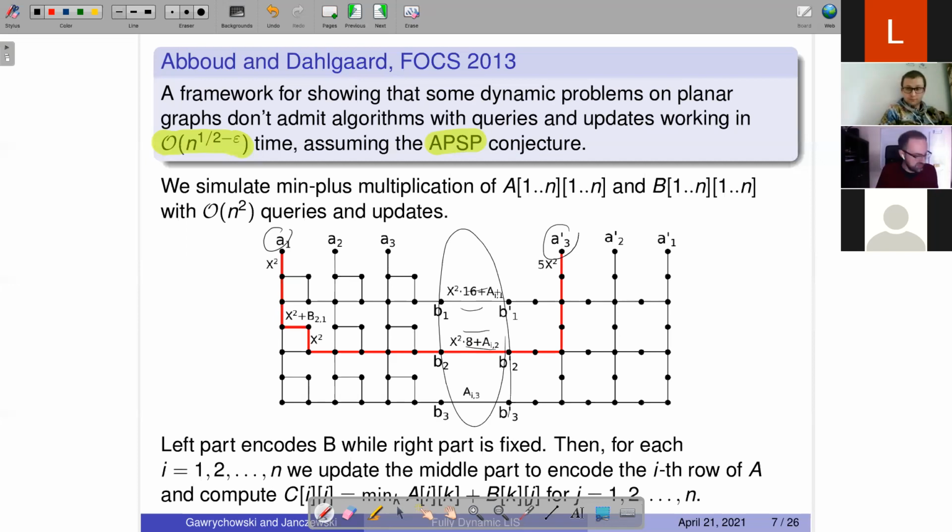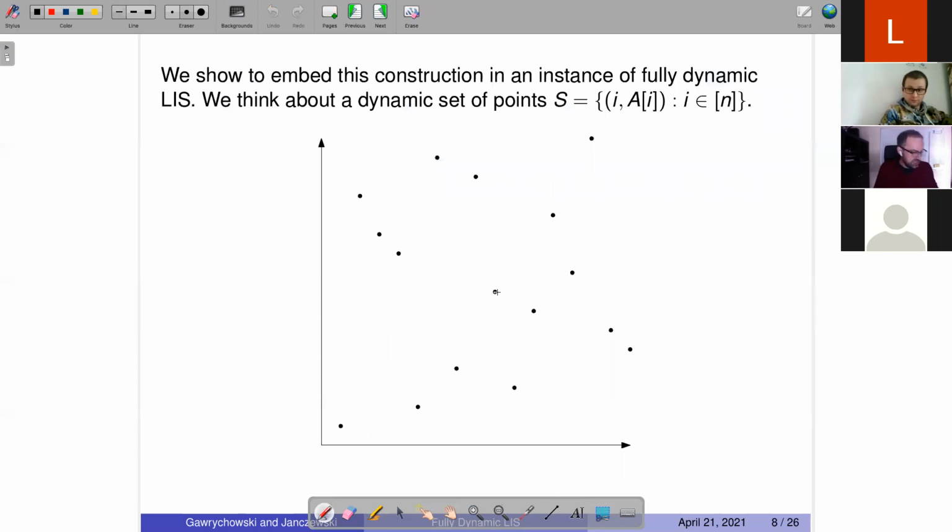So how does it relate to longest increasing subsequence? First, it will be convenient to think about a set of points instead of an array. And the natural way to do this is that you have an array A, and you convert A_i into a point (i, A_i). Okay, so you obtain a set of points. And now the longest increasing subsequence becomes a chain. I will call this a chain in the plane. So it's a sequence of points with increasing x and y coordinates.